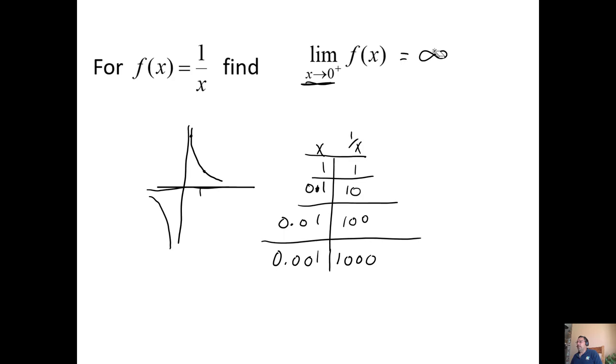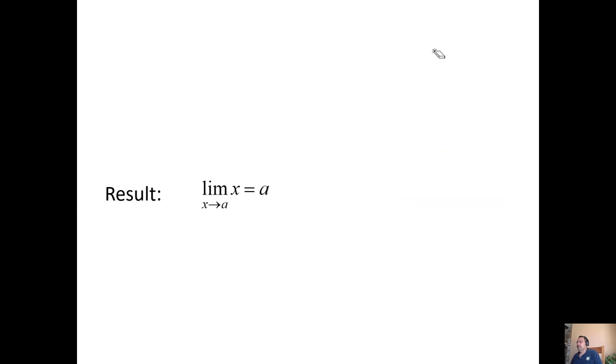So now we have these three limits that we're going to build on. So here's our result from the summary of those two slides, that the limit as x goes to zero from the left of 1 over x is negative infinity. The limit as x goes to zero from the right of 1 over x is positive infinity.